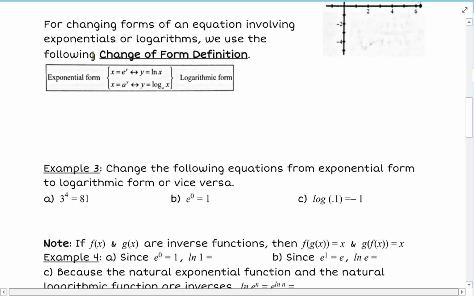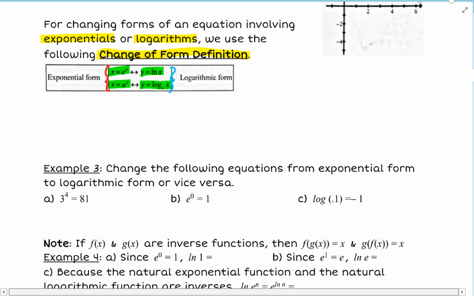For changing forms of an equation involving exponentials or logarithms, we use the following change of form definition. If x is equal to e to the y, then y is equal to ln x, natural log of x. If x is equal to a to the y, then y is equal to log base a of x. This would be exponential form right here, and this is logarithmic form.